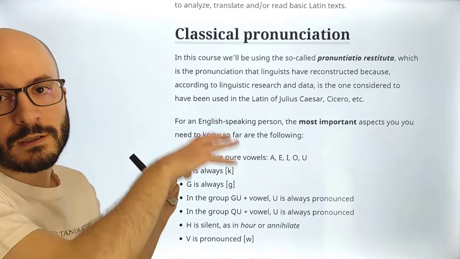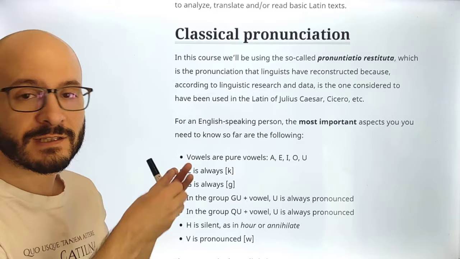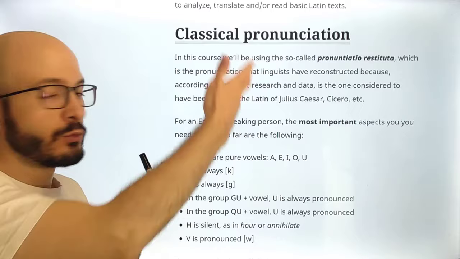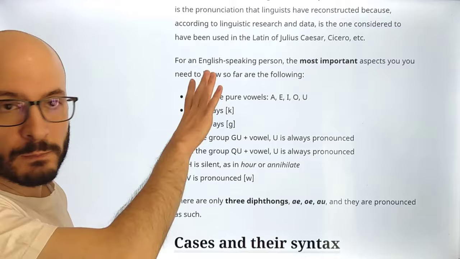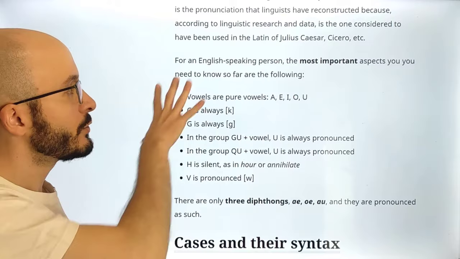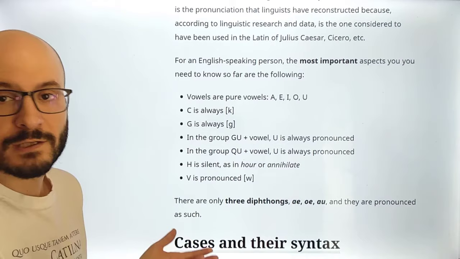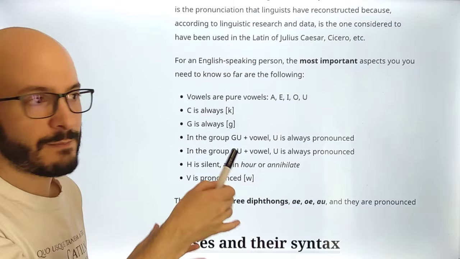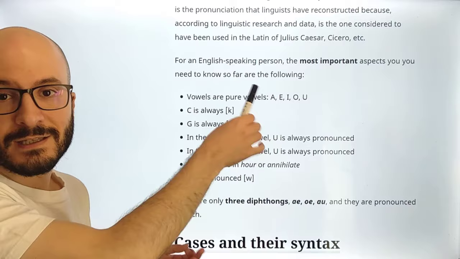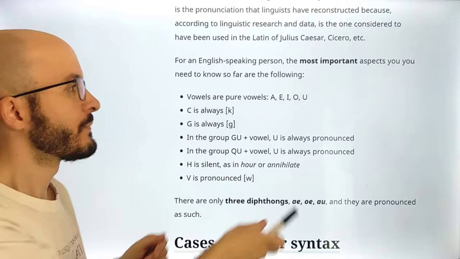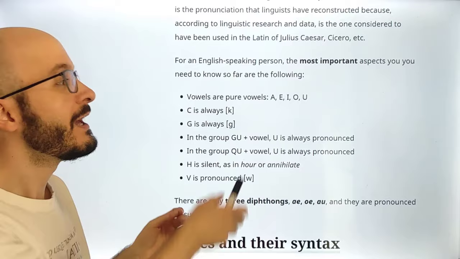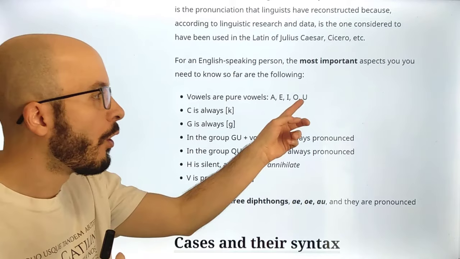Of course, we are in this quick start class, so I cannot go into all the details of pronuntiatio restituta, but for now, let's see the super basics. For an English-speaking person, the most important aspects you need to know so far are the following. And you see that there's almost no information, so it's quite easy, okay? Vowels are pure vowels. A is a. E is e. I is i, etc. Okay, so a, e, i, o, u.